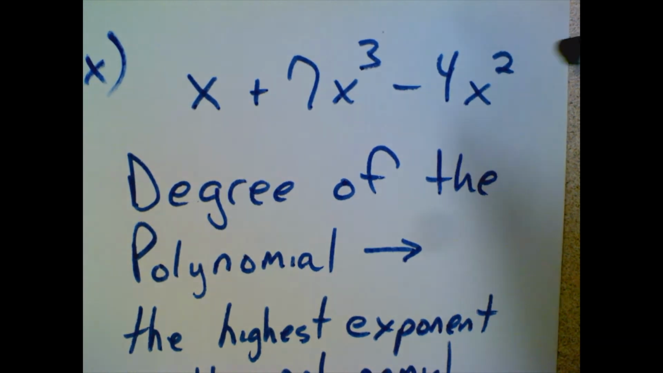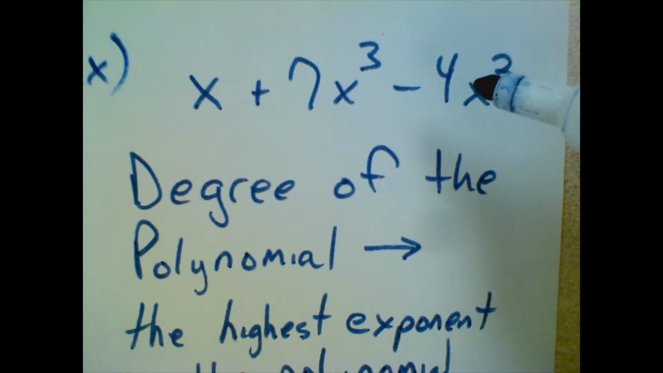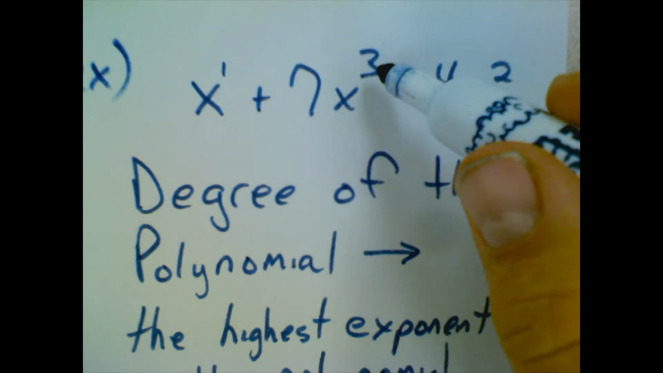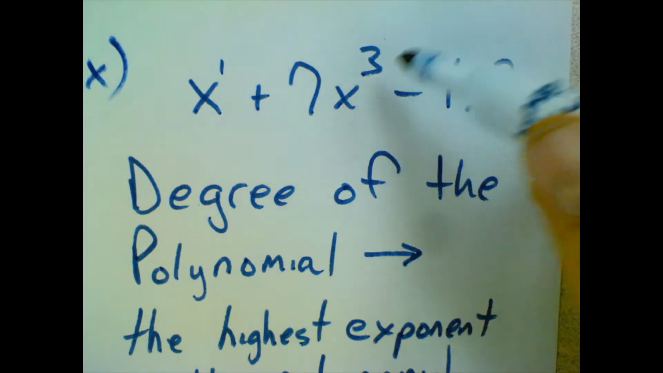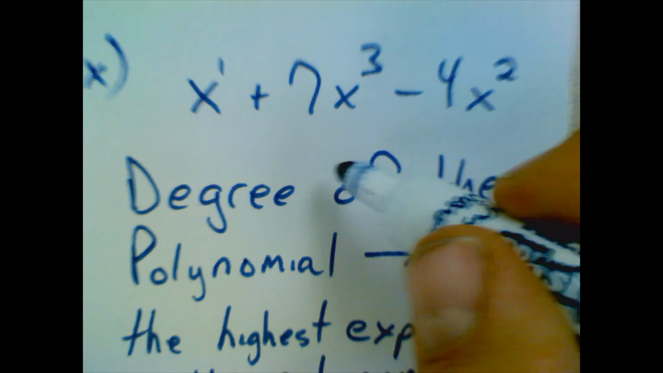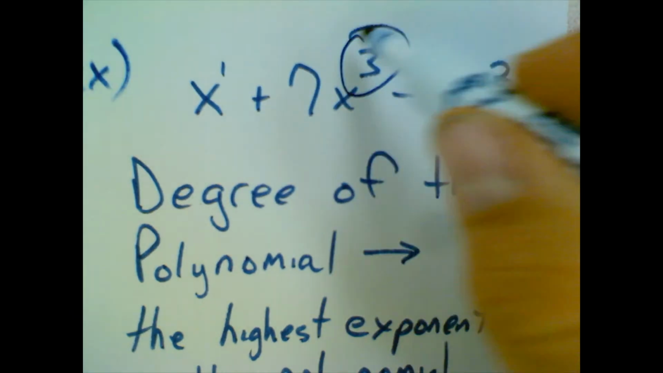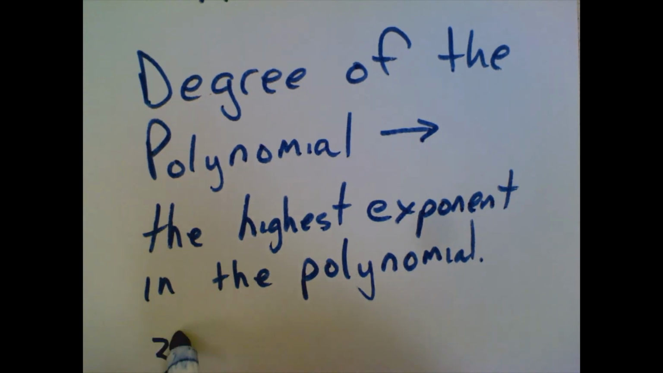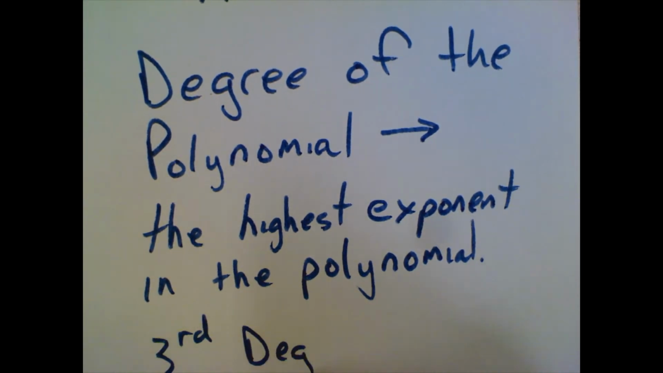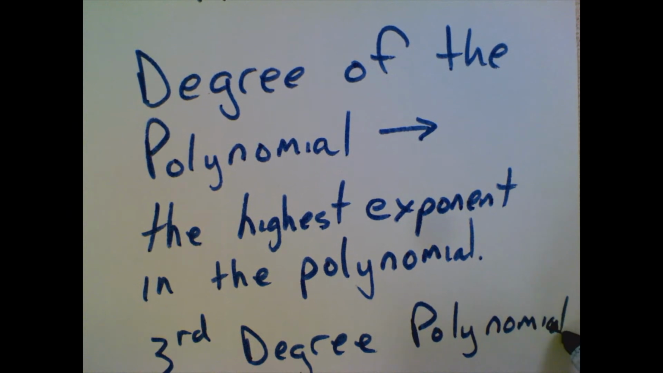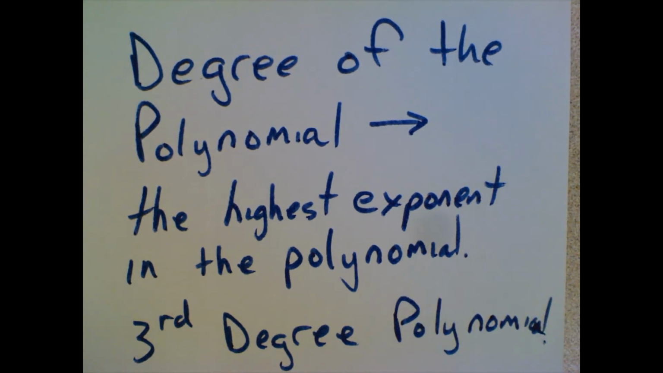Okay, so if I look at this example up here, this x is to the first power, 7x cubed, this term is to the third power, and negative 4x squared is to the second. So the degree of this polynomial would equate to 3. This would be called a third degree polynomial. So it's just another way we can categorize these structures.